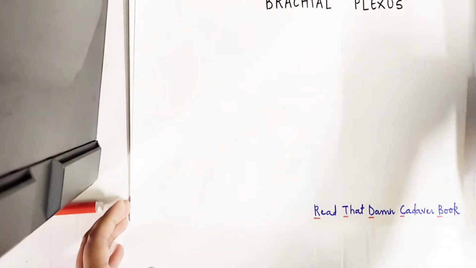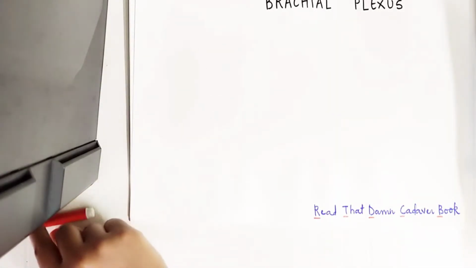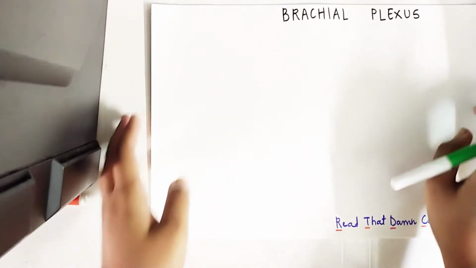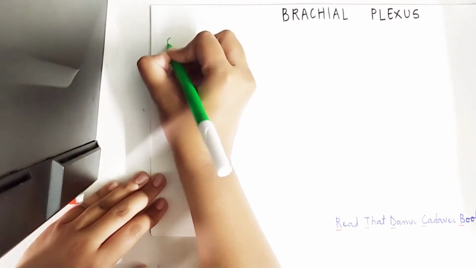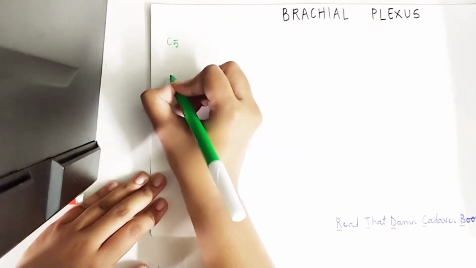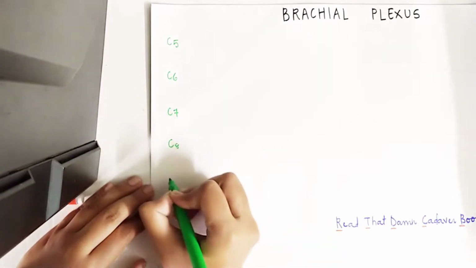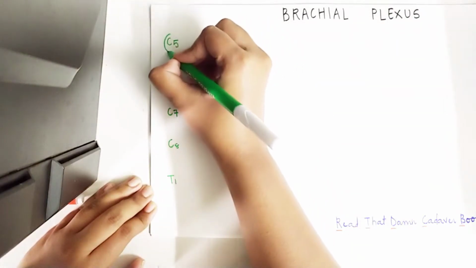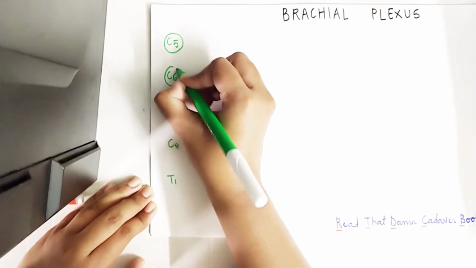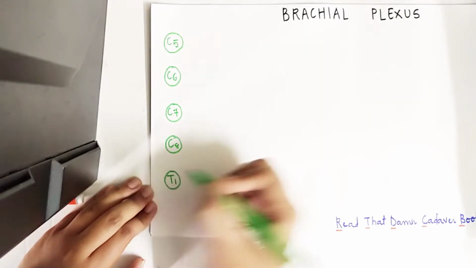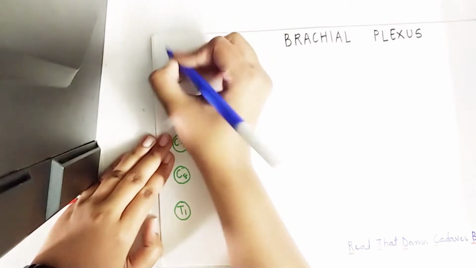So R means root. The brachial plexus mainly forms from the cervical spinal nerves, that is C5, C6, C7, C8 and T1. So these are the roots.